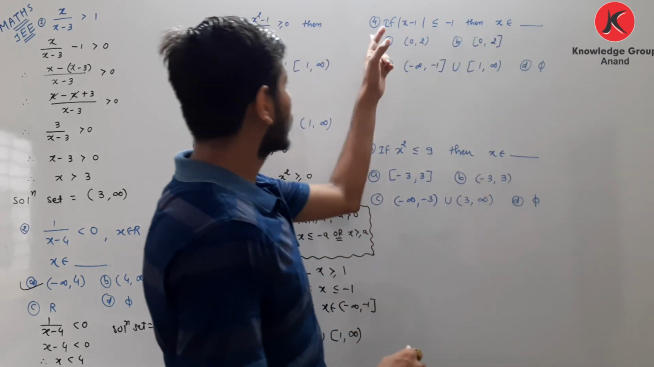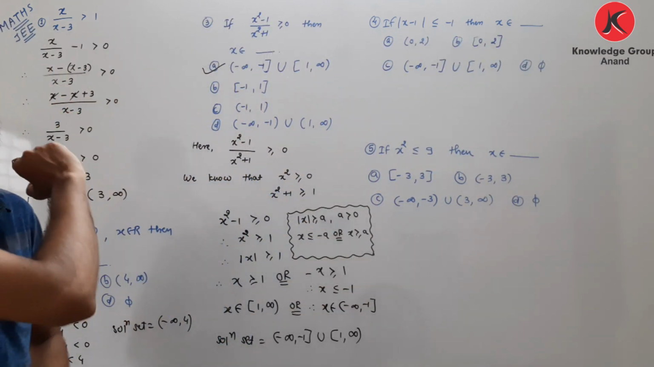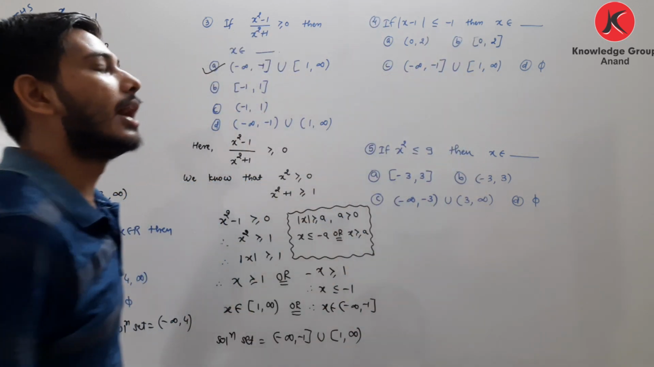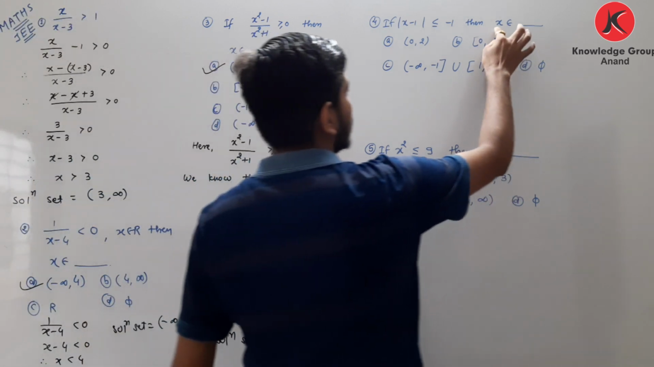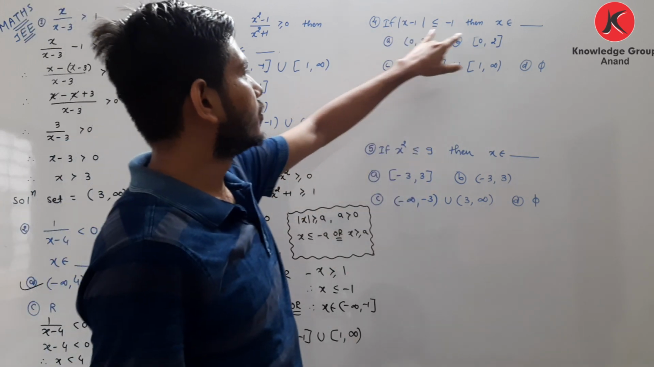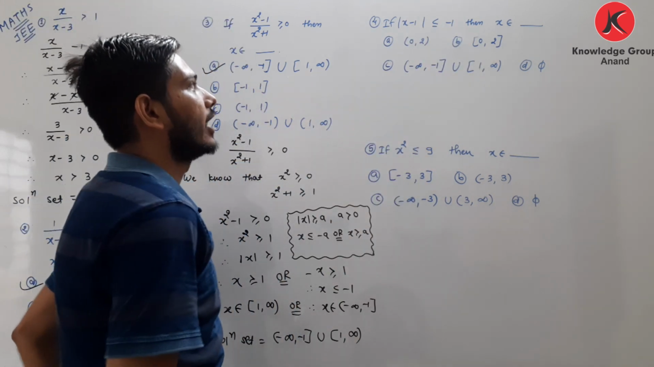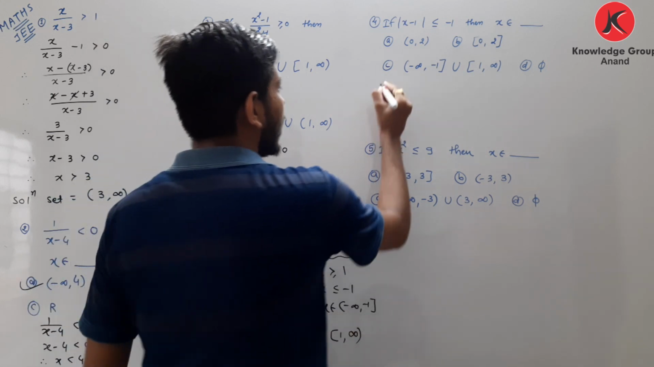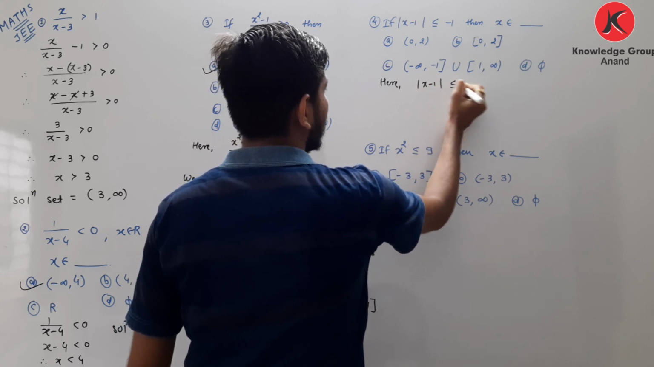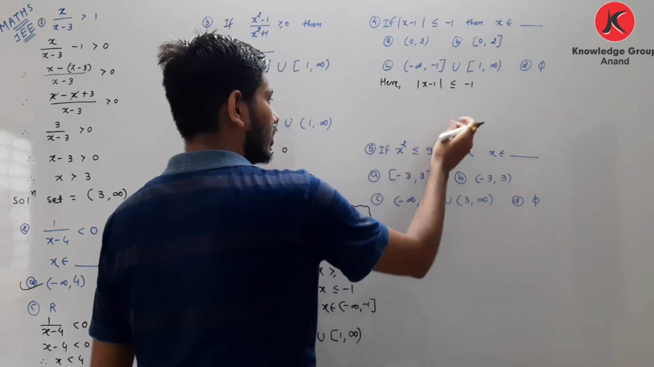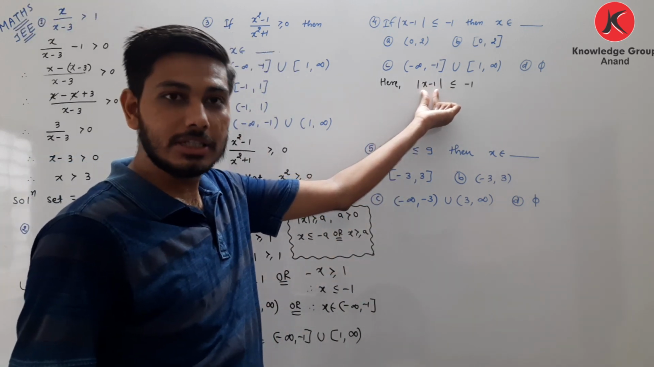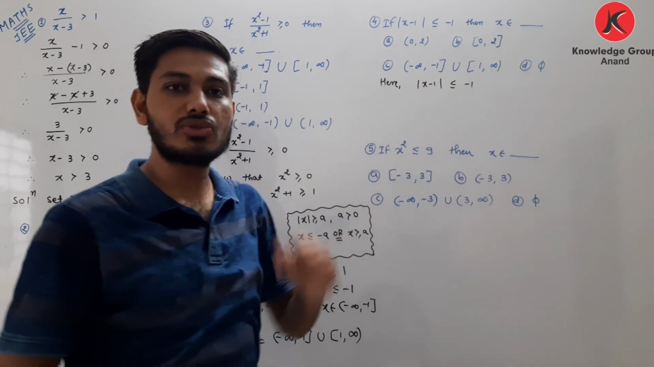In this next question, question number 4 is that if modulus of x minus 1 is less than equals to -1, then x belongs to that means solution set of this inequality. Okay, we have to find all possible values of x here. So here it is given that modulus of x minus 1 less than equals to -1. They are saying that modulus of any number is less than or equals to -1.